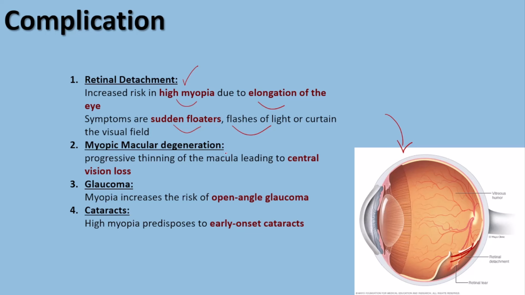Another complication is myopic macular degeneration, and this is usually due to progressive thinning of the macula, and it can lead to central vision loss. Another complication of myopia is glaucoma, and myopia is actually strongly associated with increased risk of open angle glaucoma. Cataract is another complication that can happen in high myopia and predisposes patients to early onset cataract. So if you see a patient who is suffering from early onset cataract, for example, at 30 years of age, probably the patient can have this problem secondary to myopia, especially in case of high myopia.